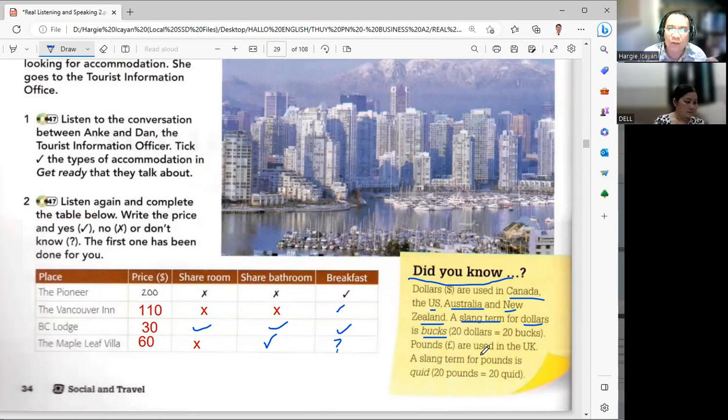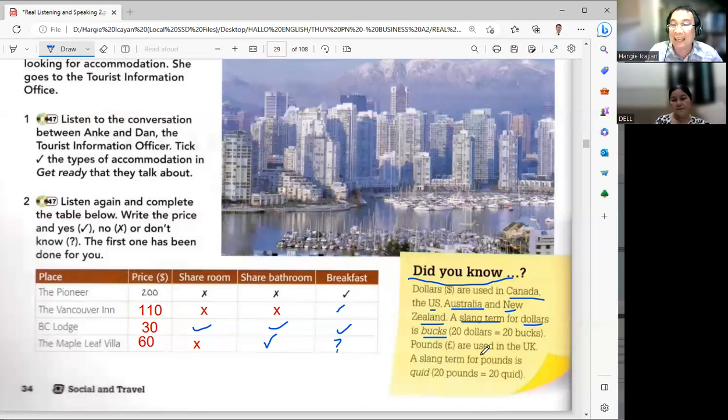So it's also the same, Tuy. If you are new there, they could still understand what dollars means, of course. But those who are already there, native Canadians, US citizens, Australians, New Zealanders, are used to saying bucks instead of dollars.